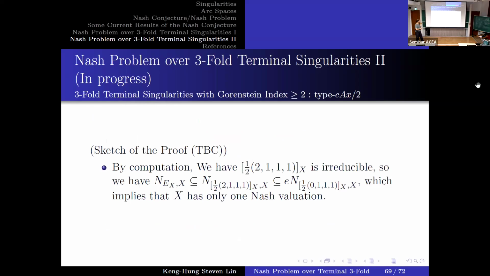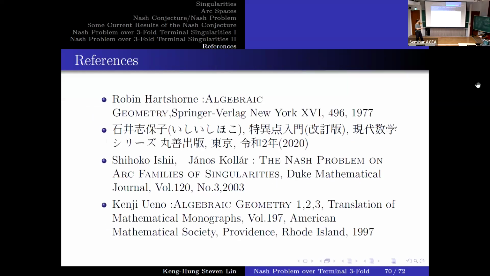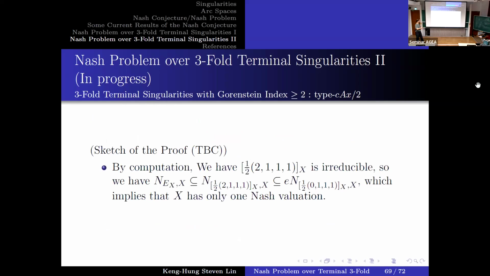And actually this is a part I am still checking, whether it is correct or not. If I restrict this divisor onto the inside hypersurface, I do some local computation to see it is irreducible. As long as my computation is correct, then we will have that the maximal divisible set of E of X will be contained in the maximal divisible set induced by 1/2 0 1 1 1. So what does it mean?